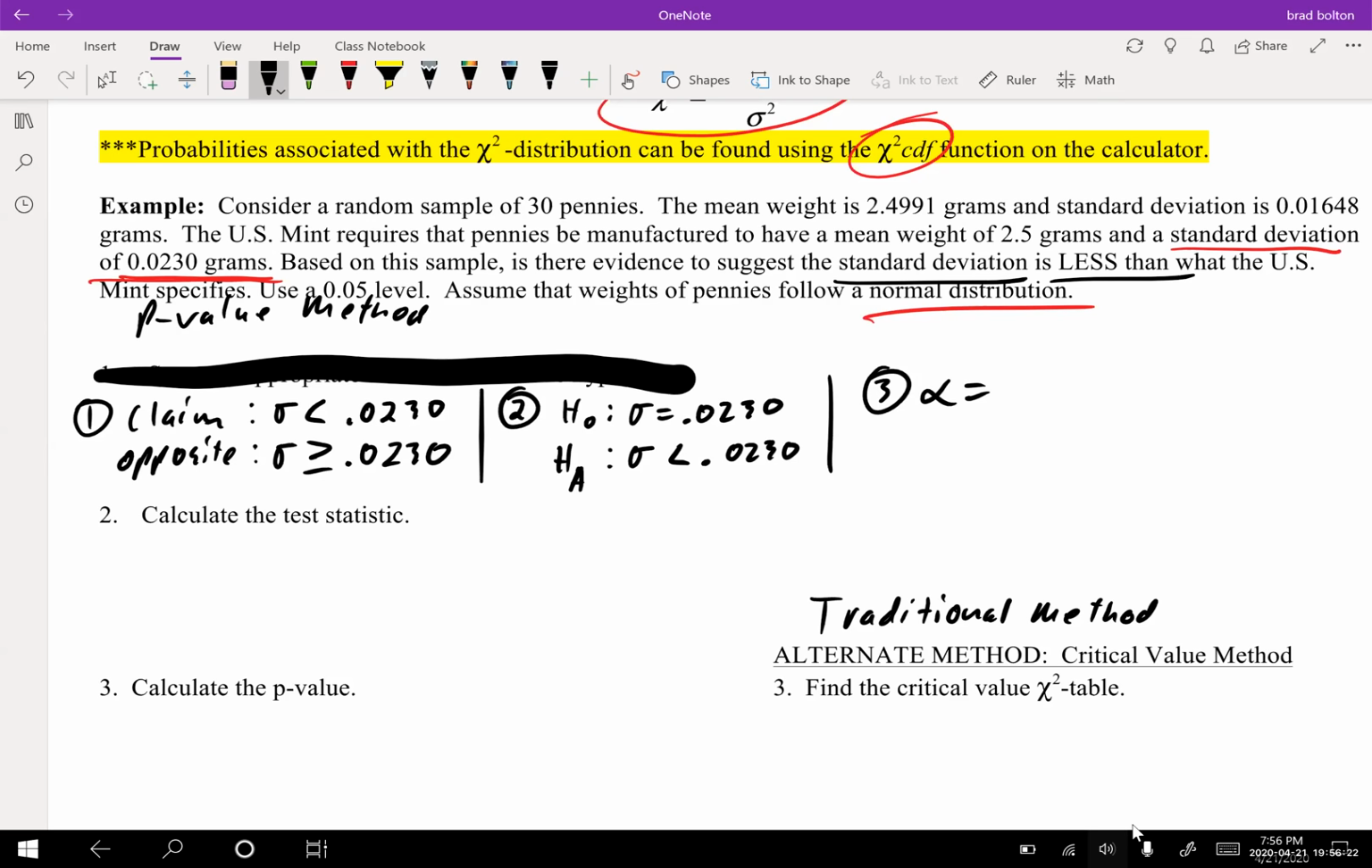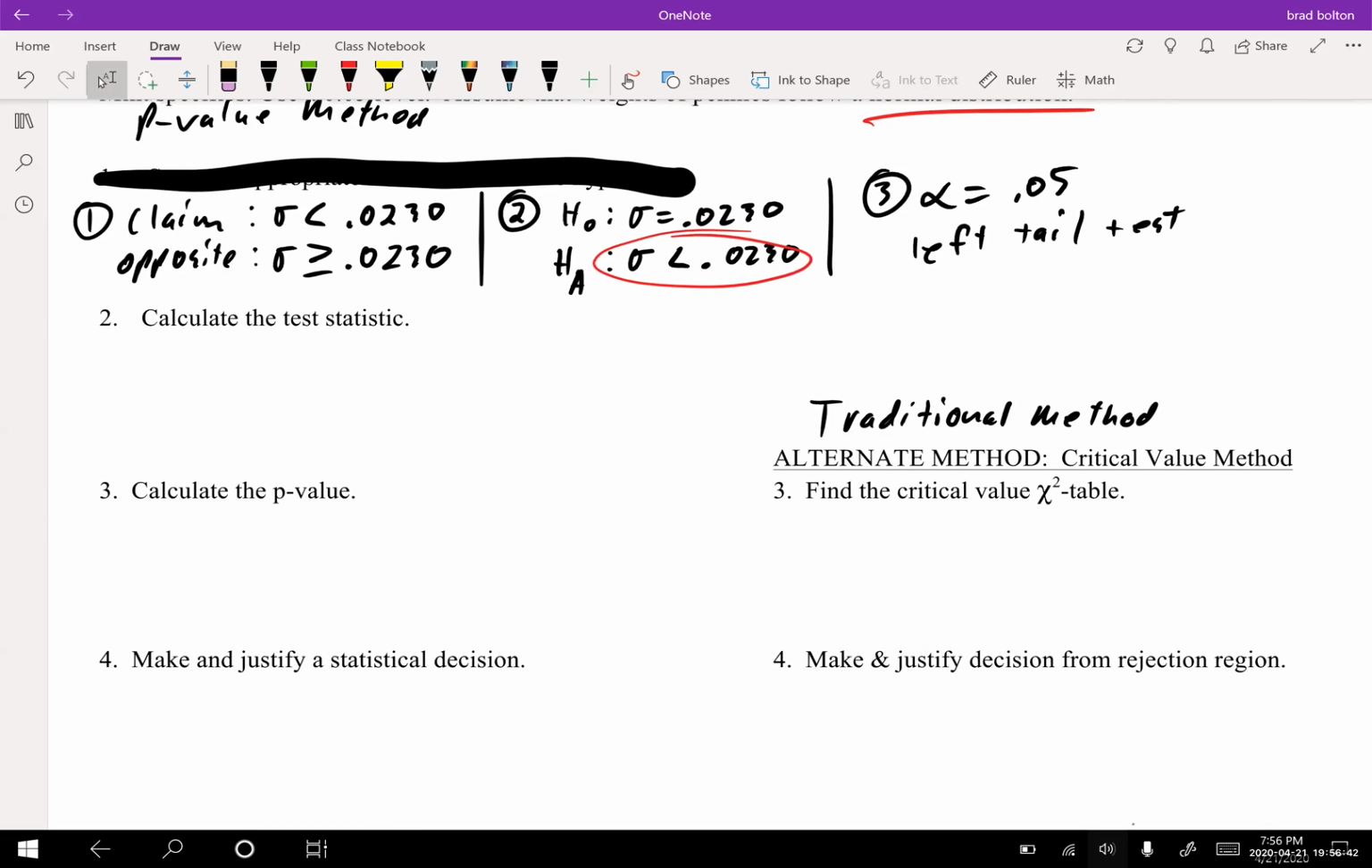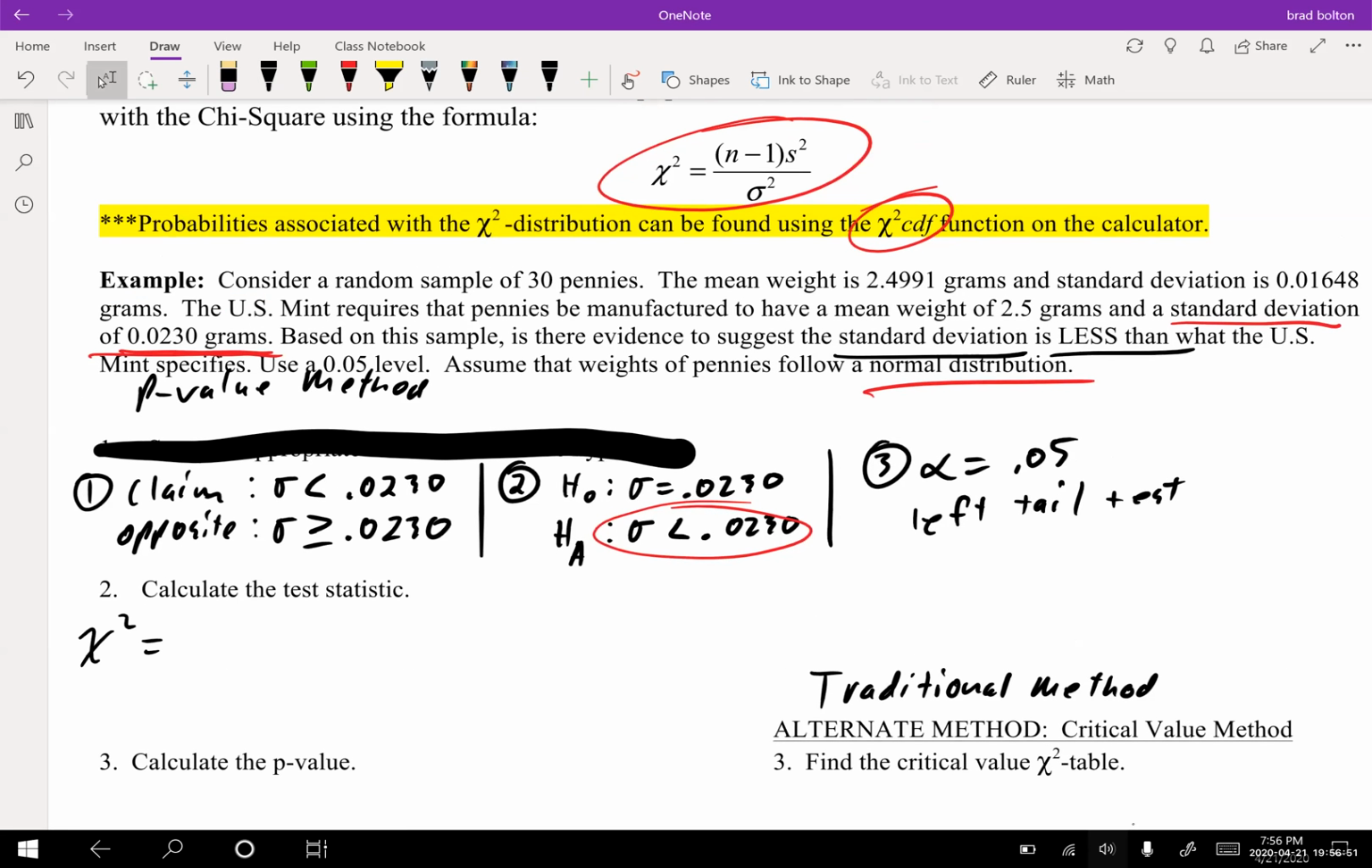So now our alpha level is 0.05. And again, in general, it will be given. And this is a left tail test. Because once again, my alternate hypothesis is a less than, so it's facing left. So now we're going to calculate the test statistic, okay? So we're going to say chi-squared is equal to, and let's look at the formula they gave us. It says n minus 1. So this is considering a random sample of 30 pennies.